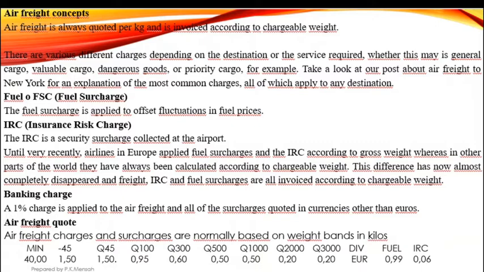Okay, so last time we looked at fuel, which is associated with fuel prices that change. We've done that. Then the insurance, also the risk that might come when the cargo arrives at the airport. And if you look at it, it says a 1% bank charge is applied to air freight and all of the surcharges quoted in currencies other than the euro.